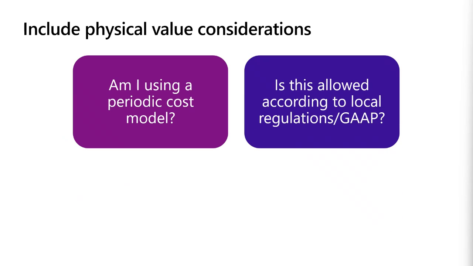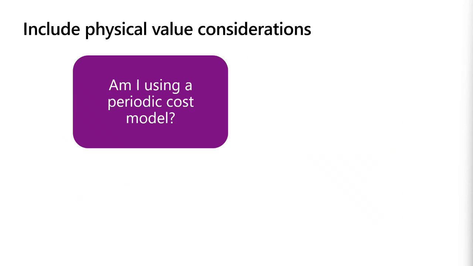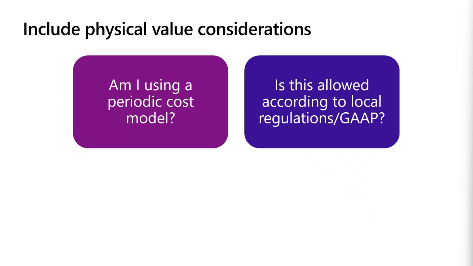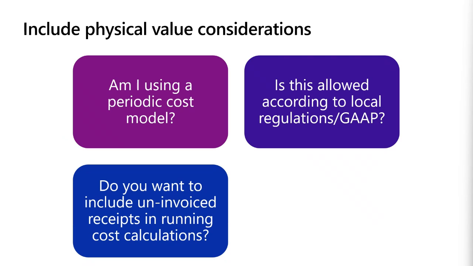When you are deciding whether to use the include physical value checkbox, there are several important questions and considerations depending on your country or region. There may be regulations that prevent you from using the physical value. You'll want to decide whether to include uninvoiced receipts in the running cost calculations that are used for issues in real time. When you typically have large swings between receipt and invoice, this may create an undesired swing in costs on your sales, for example, which may lead to confusion from your sales team, especially in an organization that provides commissions based on the cost.